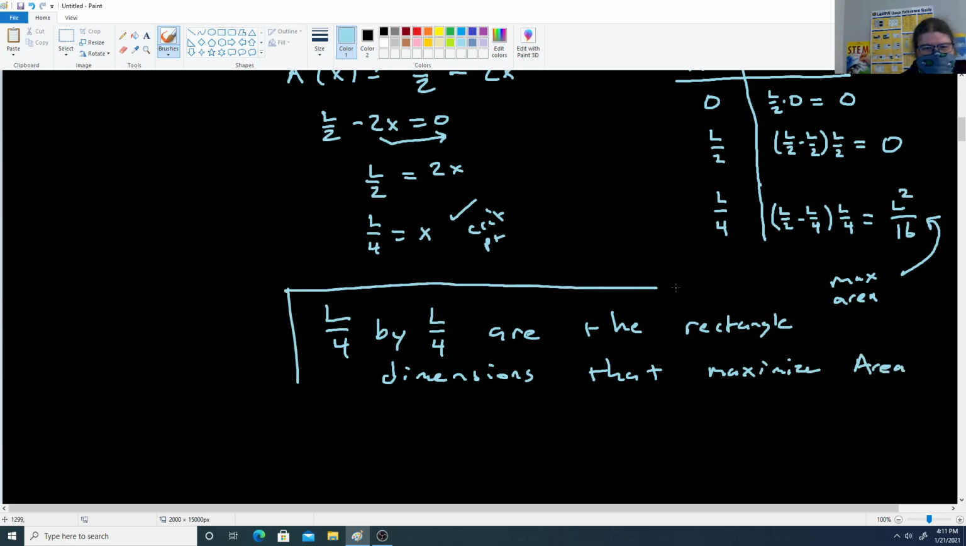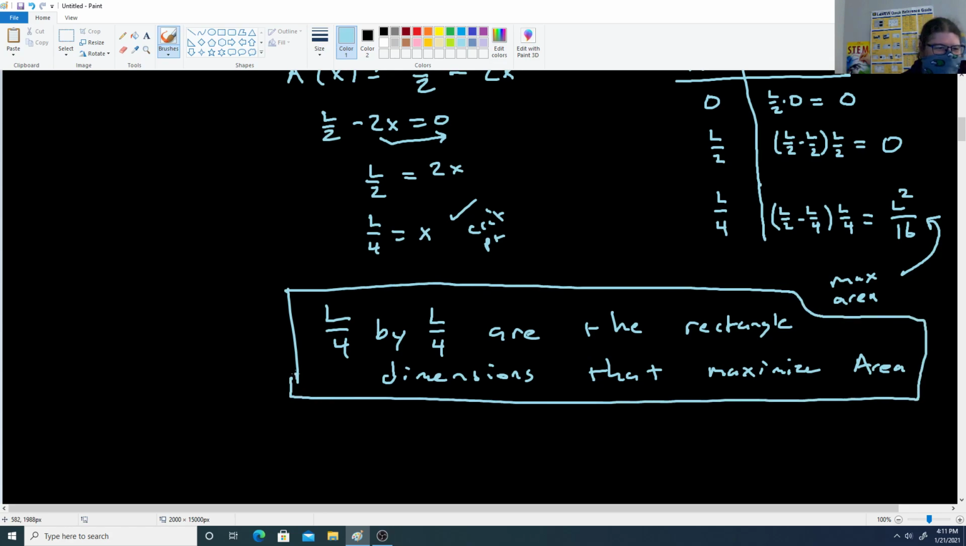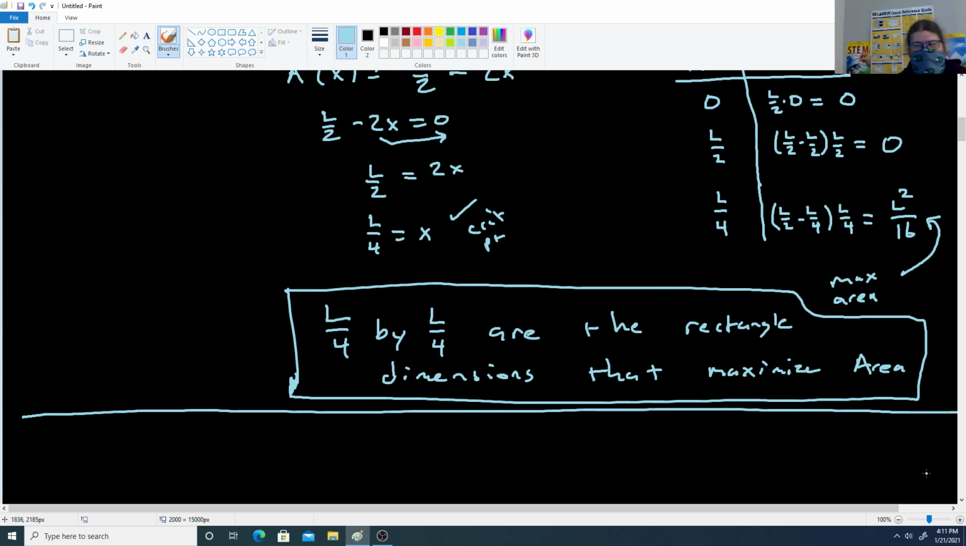Okay, so we got x is L over 4, and when we plugged L over 4 into our rectangle setup, we got the length was L over 4, and the height was also L over 4. So we generated an L over 4 by L over 4 rectangle. Okay, so that's the first example. Let's scoot on over and take a look at the next one.